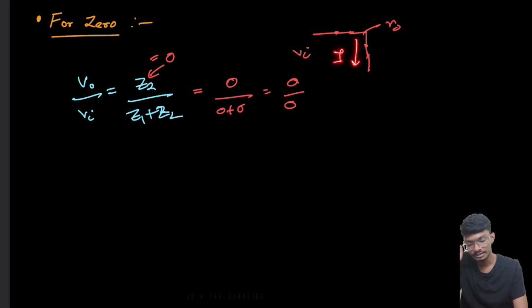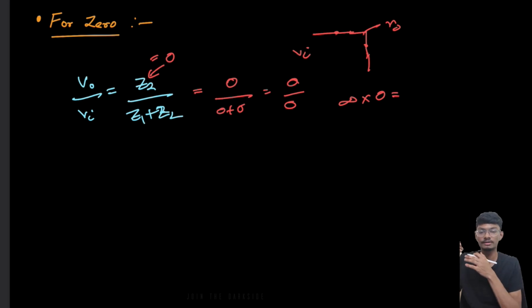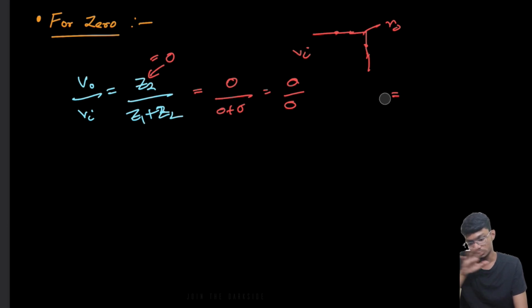Now if infinite current is flowing through here, infinite current times this 0 drop is not equal to 0. We can't say that, right? So if you want to understand it in both ways, basically 0 by 0 format or infinite times 0, both these things are not possible to find out, right? So I have explained to you why Z1 and Z2 can't be equal to 0 at the same time.